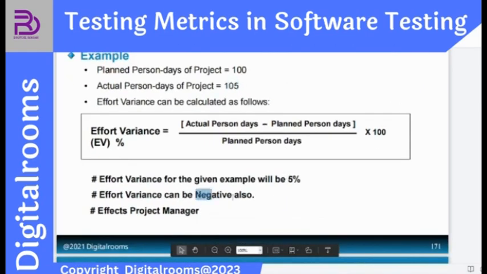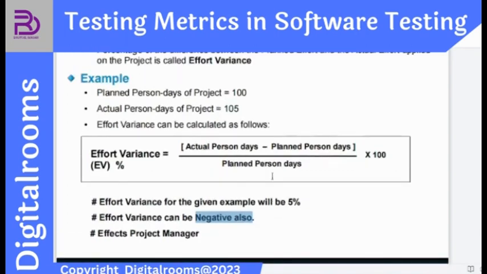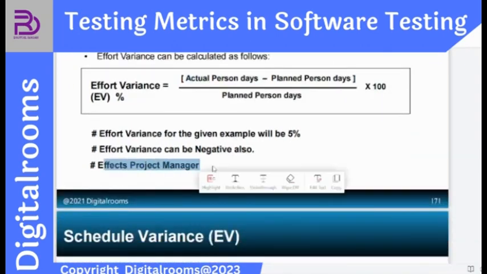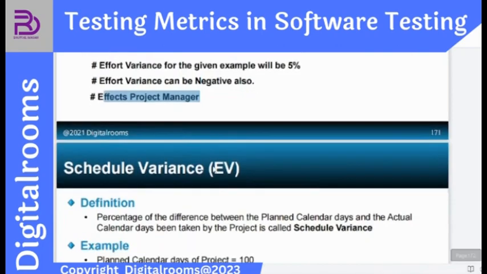Effort variance can be negative also. How can it be negative? It can be negative when the planned and the actual have a huge difference. For example, if planned is 100 and actual is 2, 5 or 10, it is going to create an issue. It affects the project manager, of course, because the project will not be completed on time.